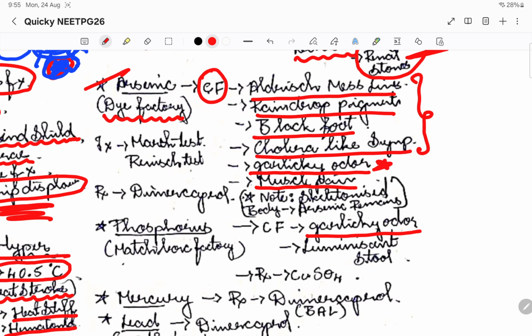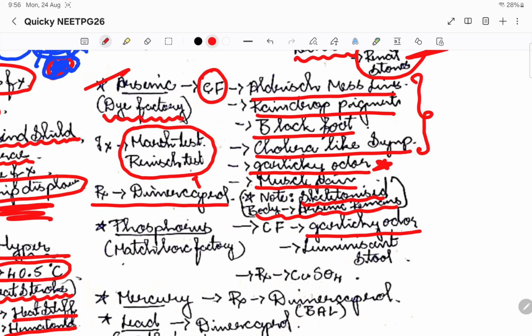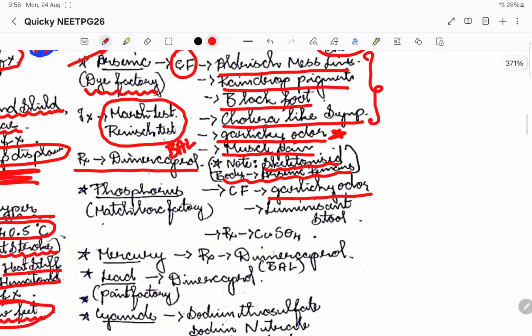Then note that in a skeletonized body also the arsenic remains. For example, suppose there is an exhumation and we are examining a body. If we are suspecting arsenic poisoning, it will remain in the skeletonized structure also. So the investigations are Marsh test and Reinsch test. Please remember this. Then the management will be dimercaprol, that is BAL. So that is the management that we do for arsenic.